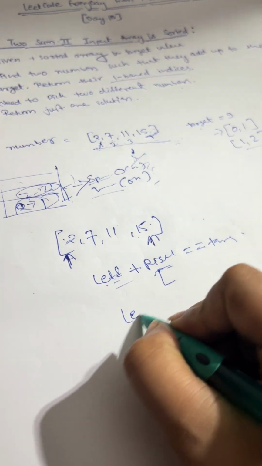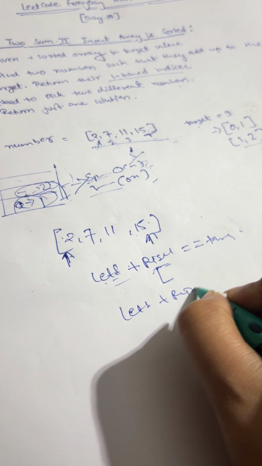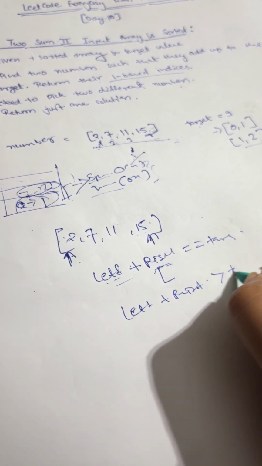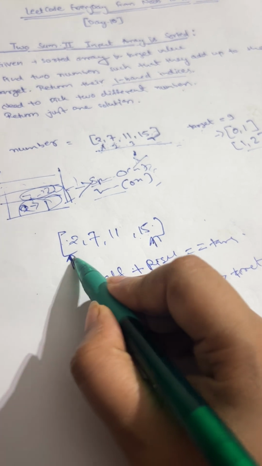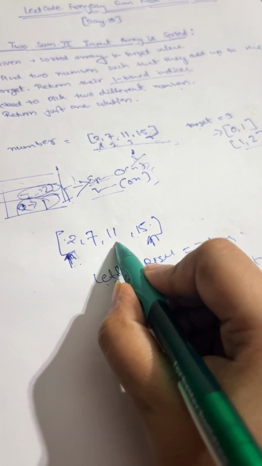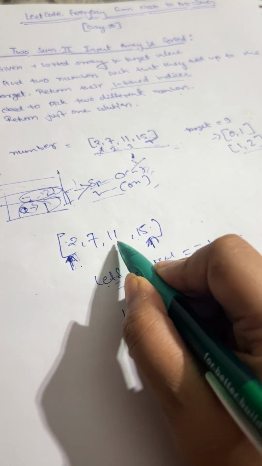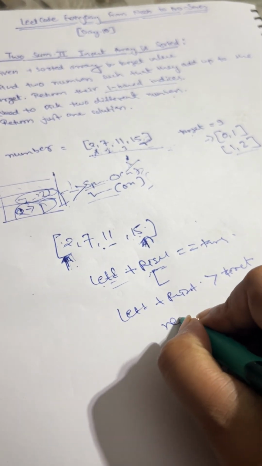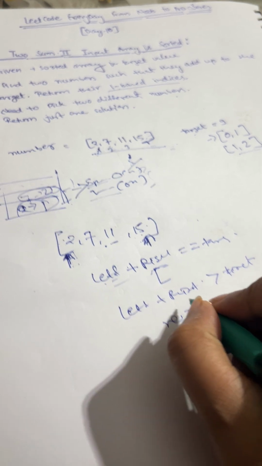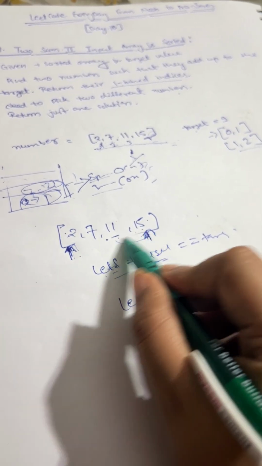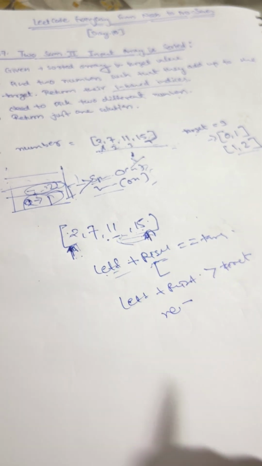Okay, but what if left plus right is greater than the target? Greater than the target means the sum is already too large, so we need a lesser value, so we will decrease this index. The right pointer will be decremented by 1, so we shift this pointer towards the left side, right?